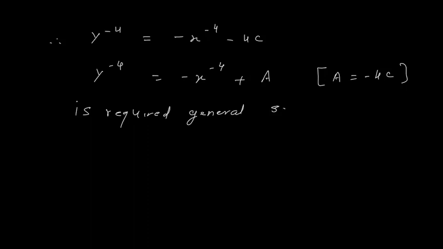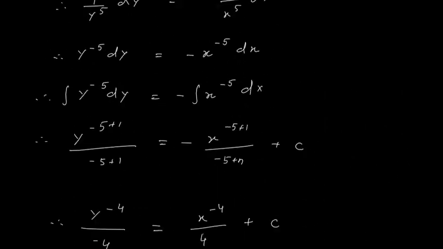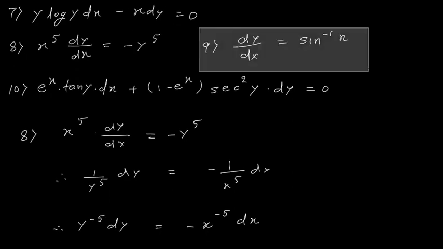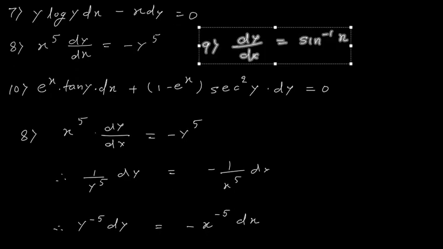Simple. So within half an hour we are now at question number 9. The ninth question is dy upon dx is equal to sine inverse x.